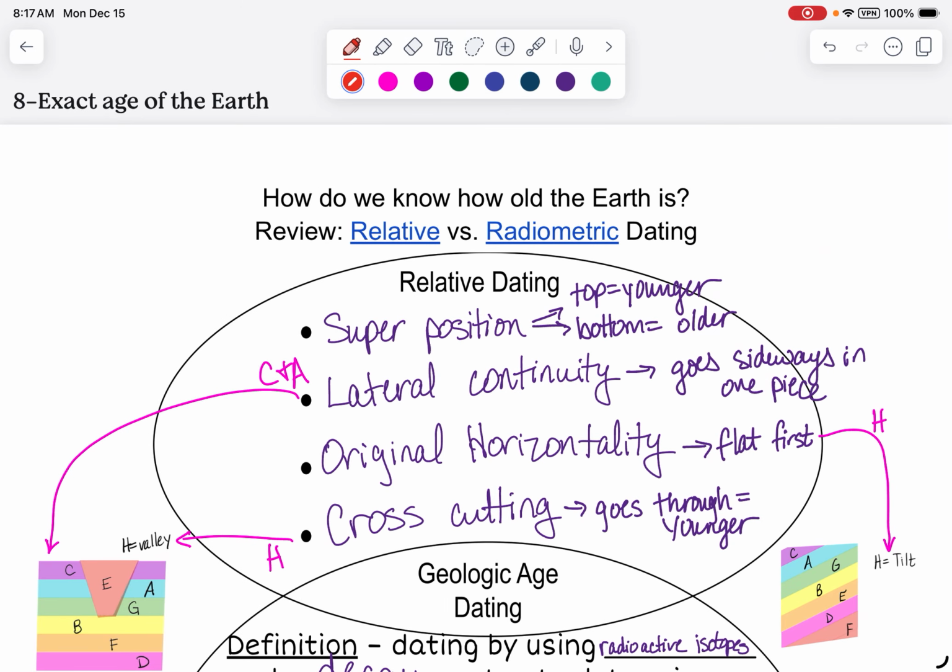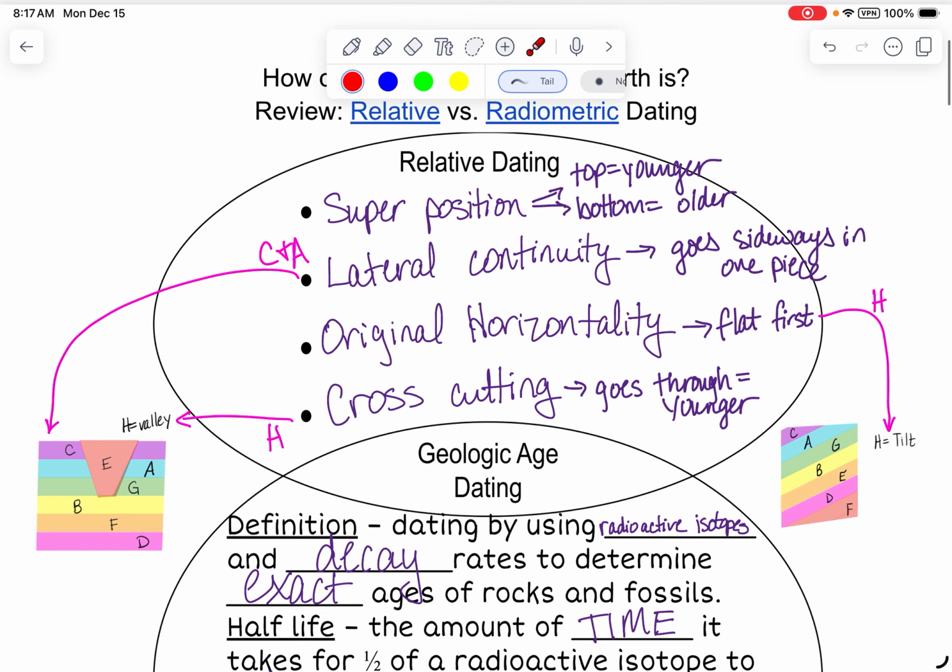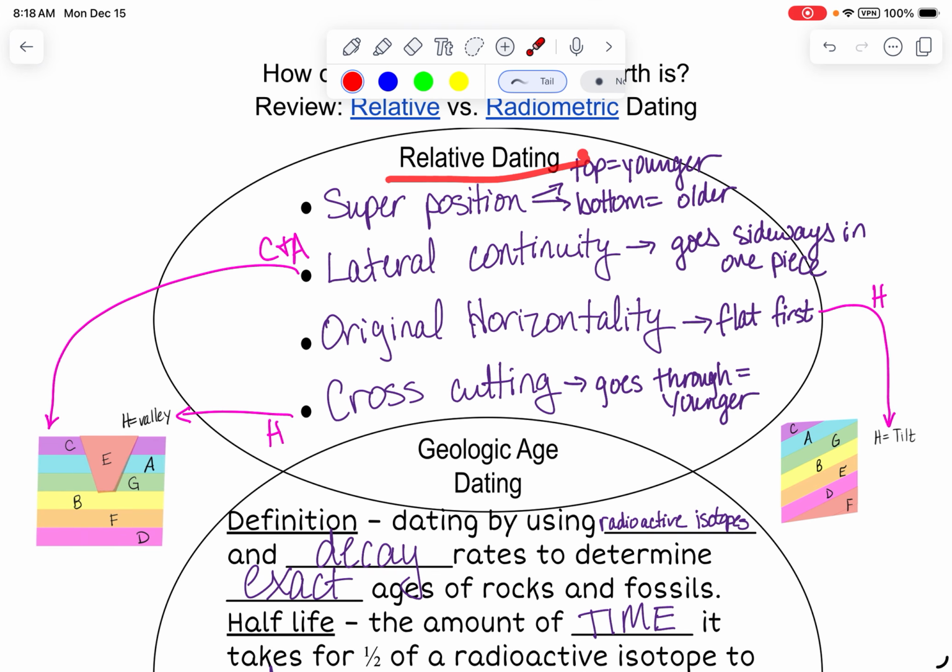Okay, Warriors. Here's the last large group for the semester. So we've been talking about how do we know the exact age of Earth, and we started off with relative dating, and we learned 4 laws for relative dating, which is just older than, younger than, right?